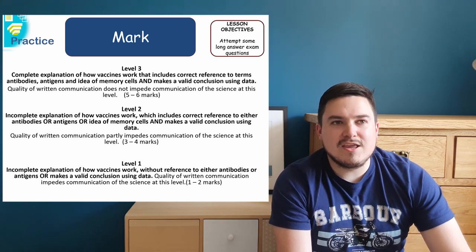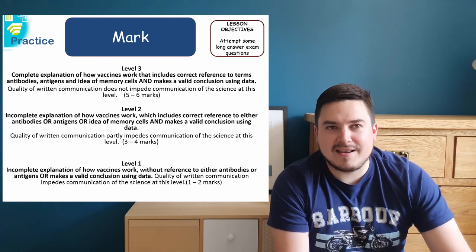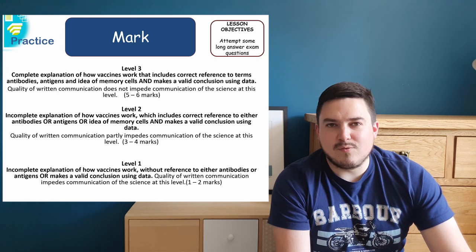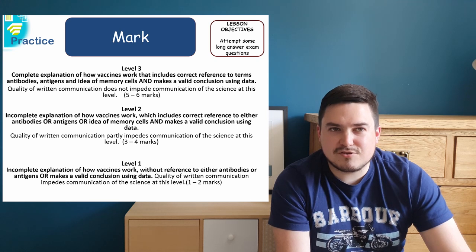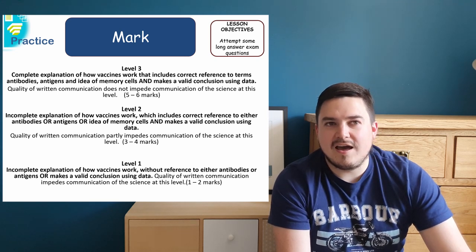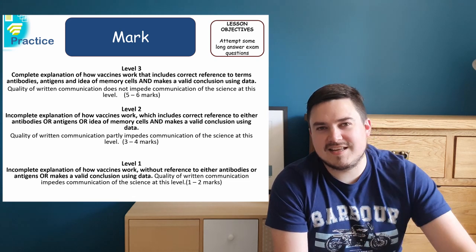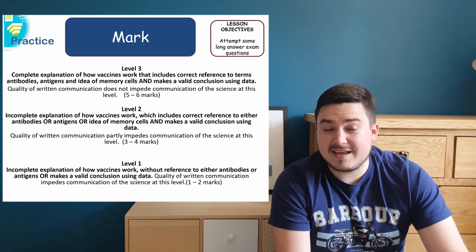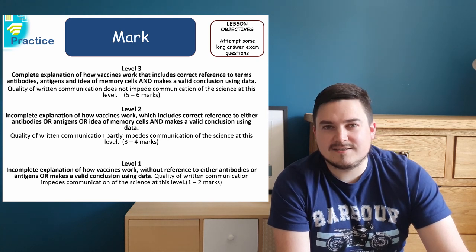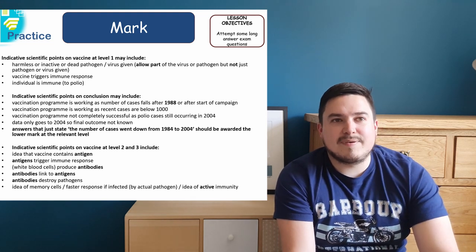And finally, for level 3, you've made a complete explanation of how the vaccines work. You've referred to all 3 of those terms, and you've got a valid conclusion using the data. So for level 1, you've just talked about vaccines, or you've just made a conclusion. For level 2, you've referred to one of those 3 keywords and made a conclusion. And the final bit is you've explained all of it really well. Before we look at what the marks are available for, decide which of those 3 sections you think your answer fits into, based on what it says there. And then we'll go through the answers next, because before you look at the answers, you should decide where you think you fit.